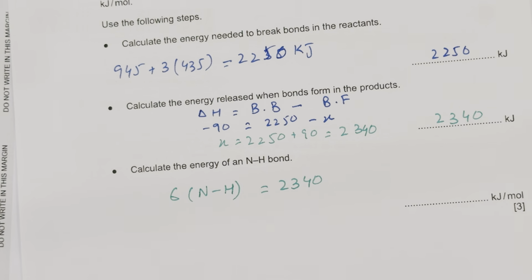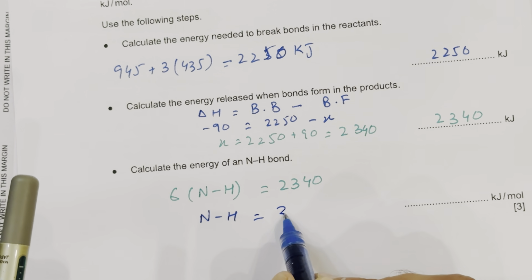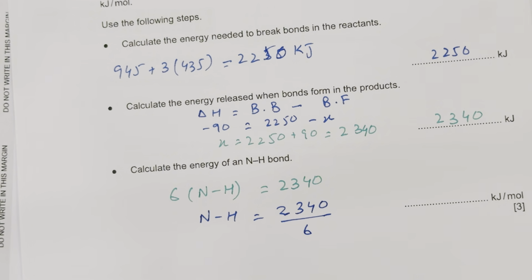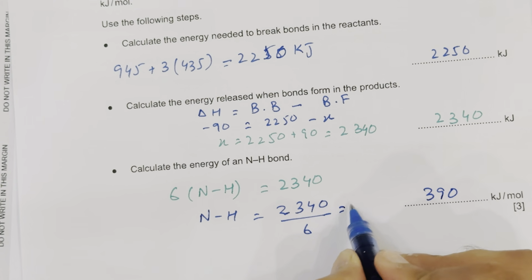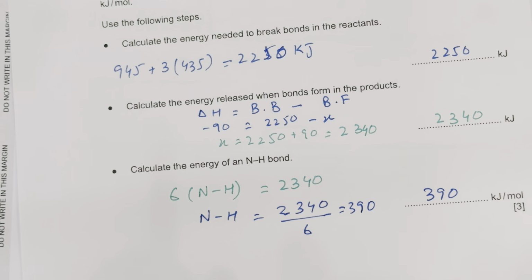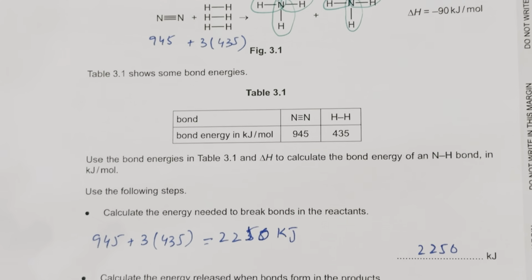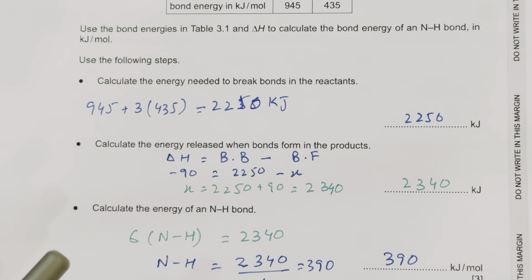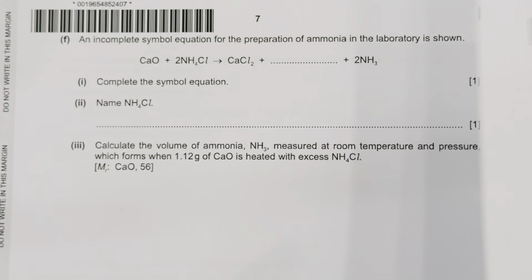Now you need to divide 2340 by 6. After dividing it, you get the answer that is equal to 390 kilojoule per mole. So this is our final answer for the NH bond energy. Hopefully you have the understanding of this question. This question was interesting and a very easy question, but required some sort of calculation. Some students do tend to shy away from these calculations.